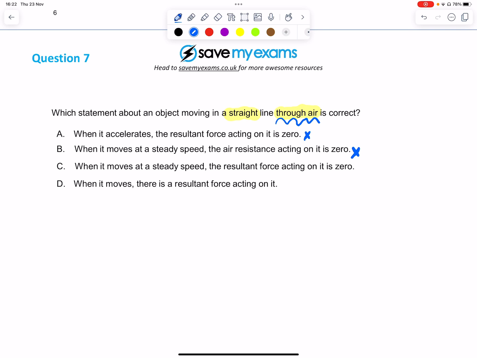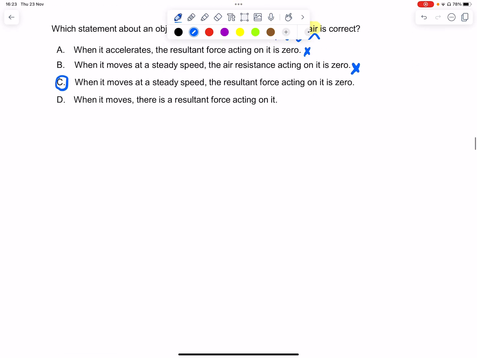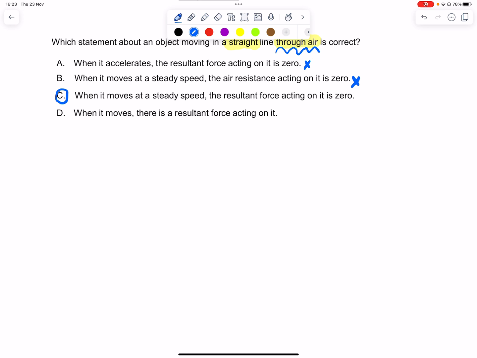And next up you have option C, which is when it moves at a steady speed, the resultant force acting on it is zero. This is the statement that I would consider to be correct, and the reason for this is that answer C is correct because steady speed implies constant velocity, and according to Newton's first law, it will be maintained if a net force of zero is acting on the object. So essentially, that's my reasoning for choosing option C.